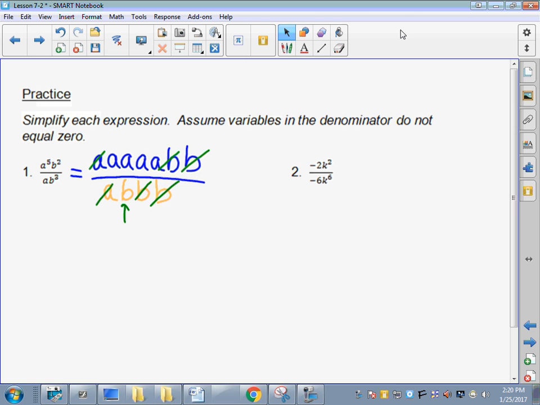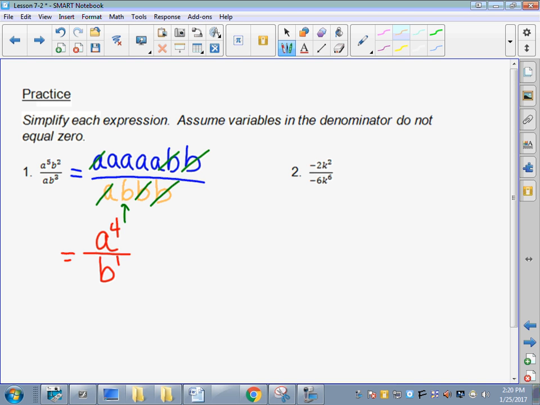So when I write my final answer, how many a's do I have in my numerator? Looks like there's 4 left, right? How many b's do I have? And where is that b? What part of the fraction? B or b to the first. You can always write a 1 there if you like. It'll just remind you that there is 1.